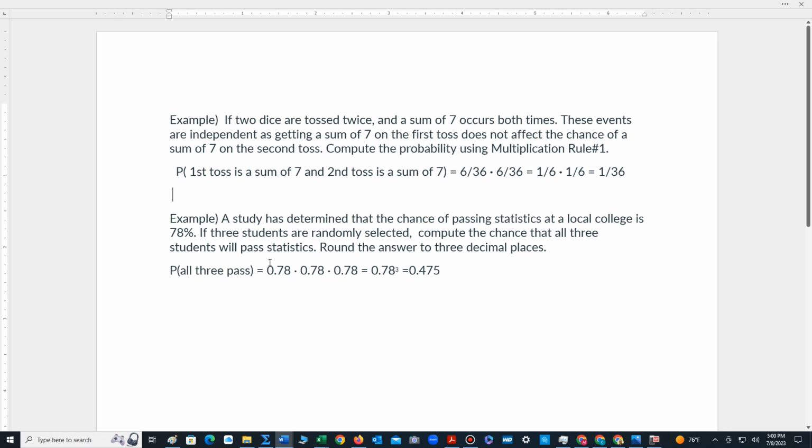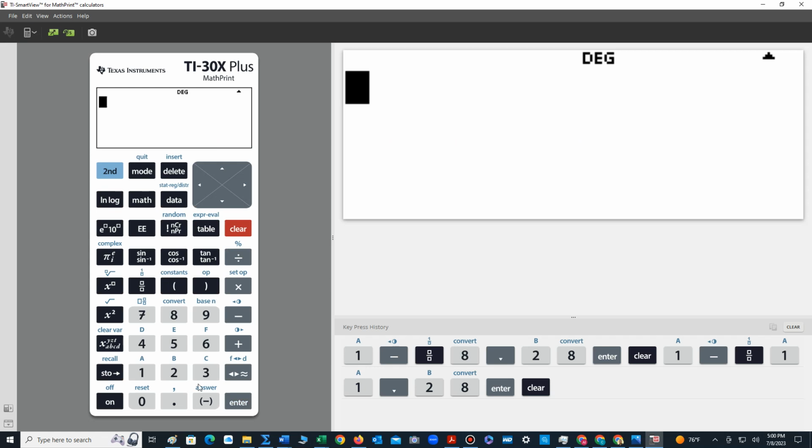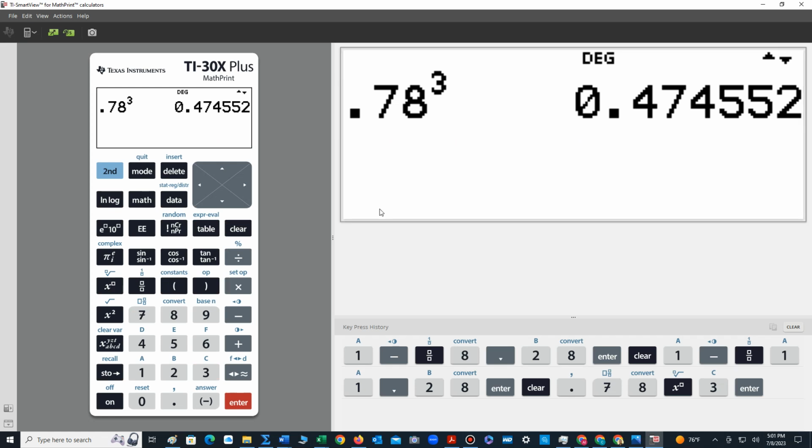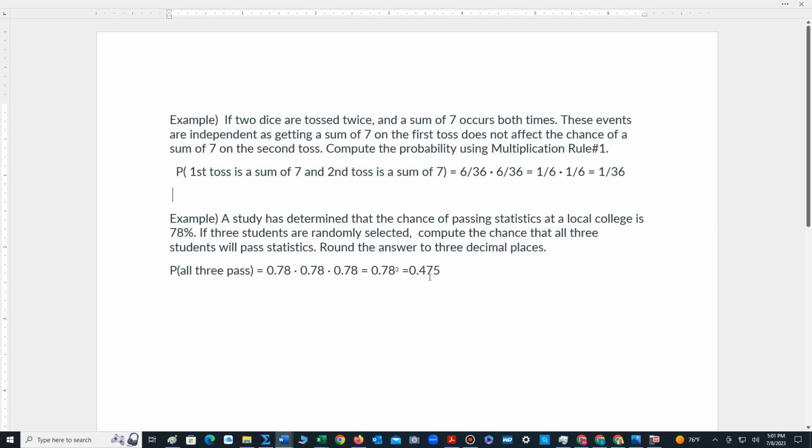While we're only selecting 3 students from thousands of students, these would be considered independent events, meaning the probabilities will remain the same for each trial. So we have the first student has a chance of 0.78, second student has a chance of 0.78, third student has a chance of 0.78 of passing the class. That's the same as just taking 0.78 and raising it to the third power. And we can use the calculator to perform that computation. So we type 0.78 and we have a power button. Select here on the power button. 3. It's 0.47. This will round to 0.475. So that would be the chance that all 3 students pass statistics.